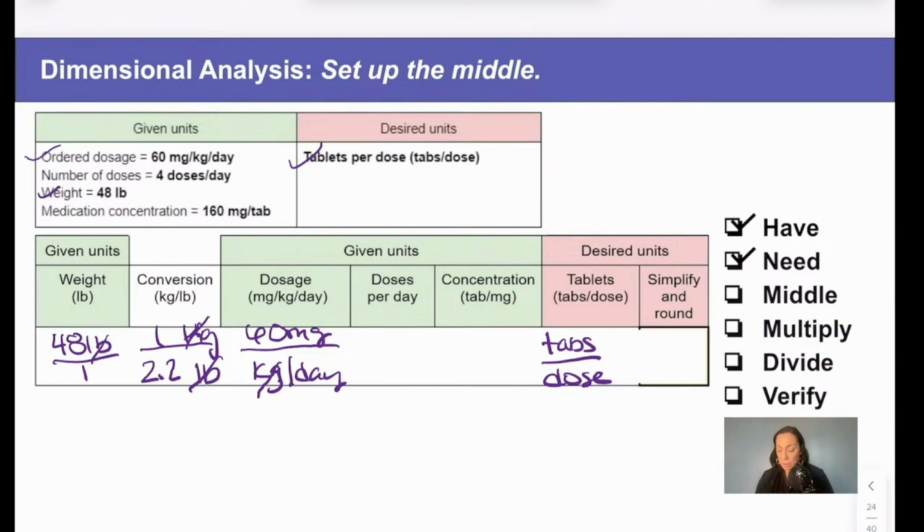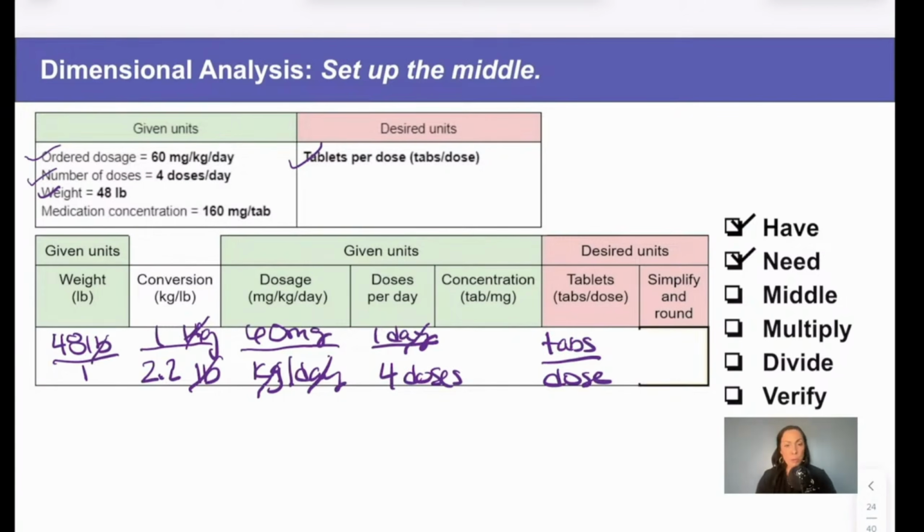So we can take our other number here, our 4 doses per day, and we need our days to cross off. So where are we putting days? On the top or the bottom? 4 doses per day, and we need our days to cancel. So we need our days to go on top. So we see that in 1 day, we're giving 4 doses. So here we see that we'd be left with milligrams per dose.